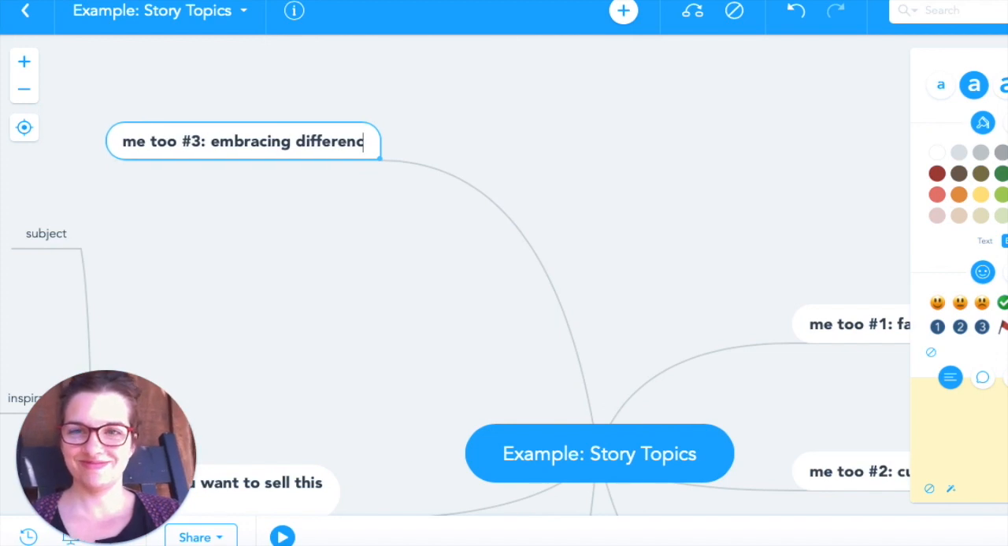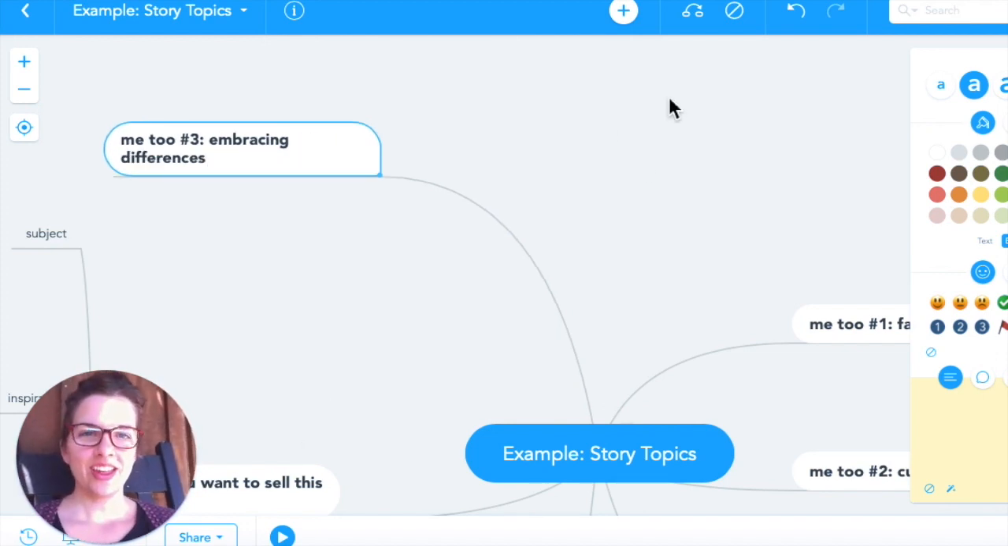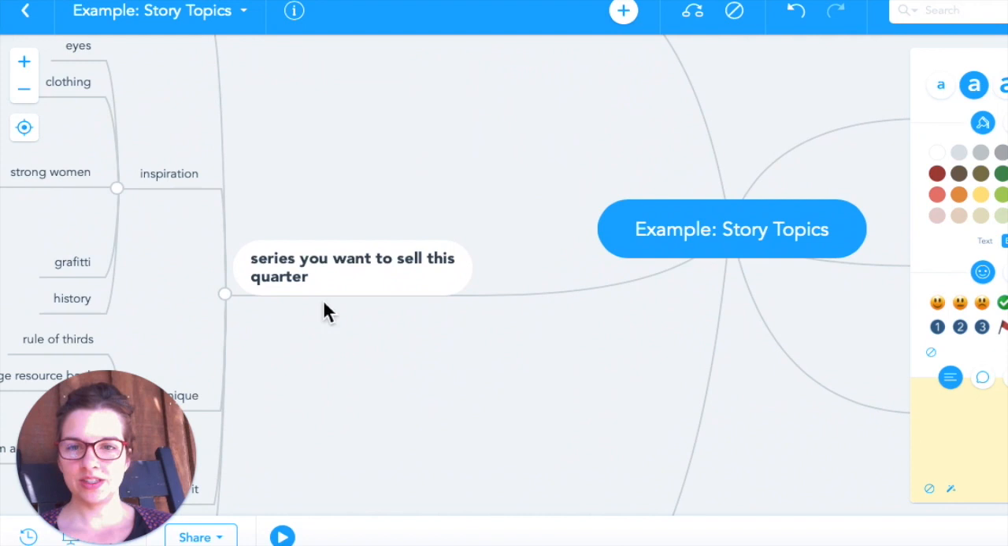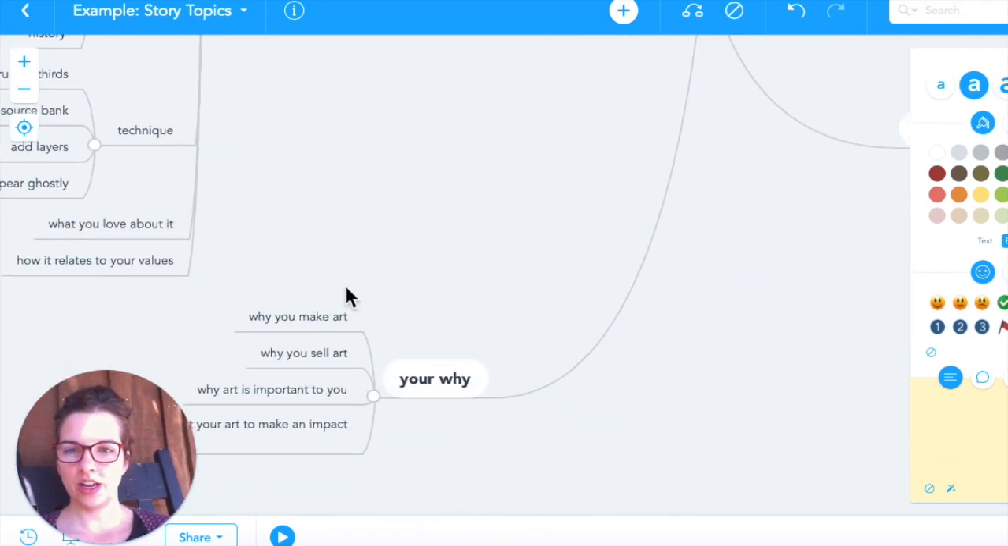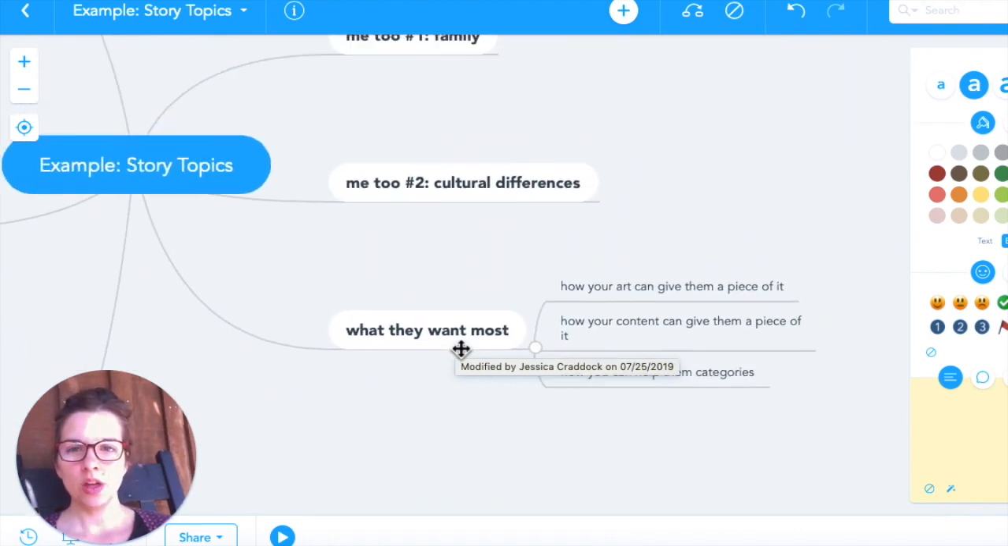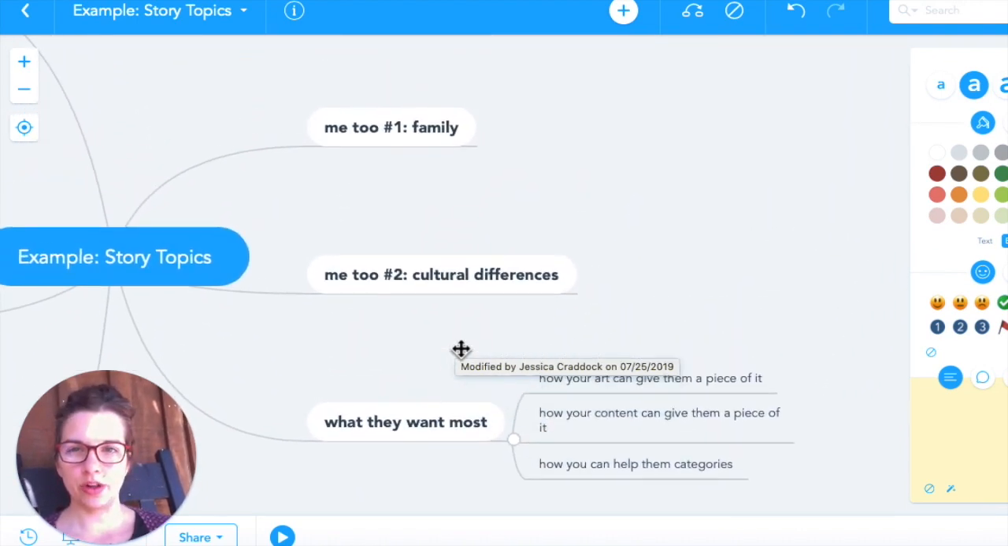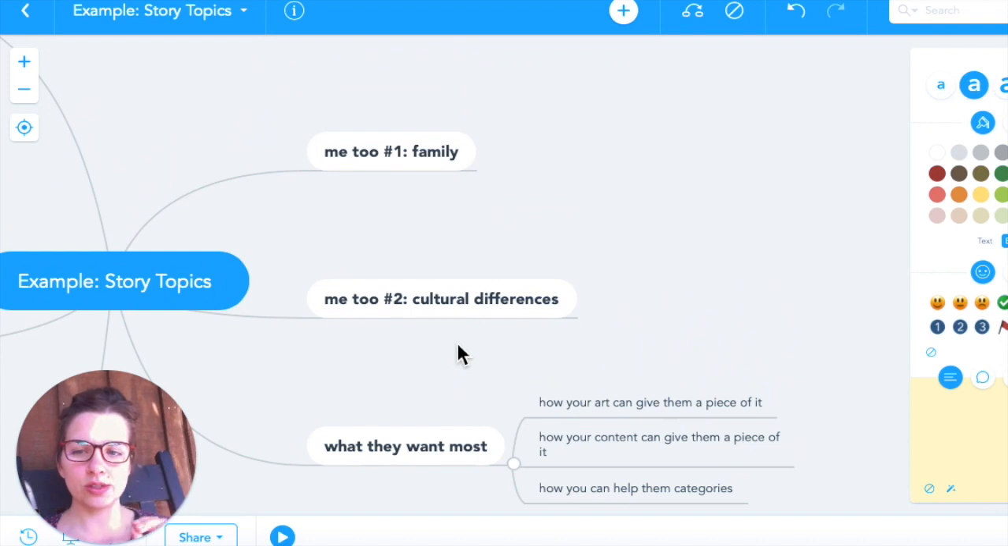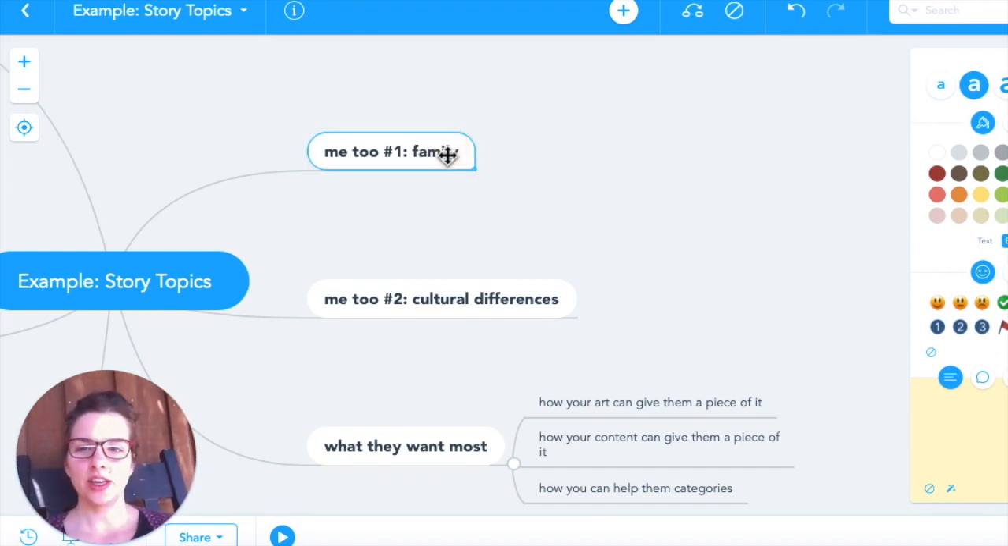Can't type. Okay, and then you also have the series you want to sell this quarter, and you have your big why. So I'm just going to show you an example of how you can use this to create tons of topics to talk about in a very short amount of time. Obviously, Karen is not here at this point, so I am making this up from here on out. So apologies, Karen, if I screw it up.